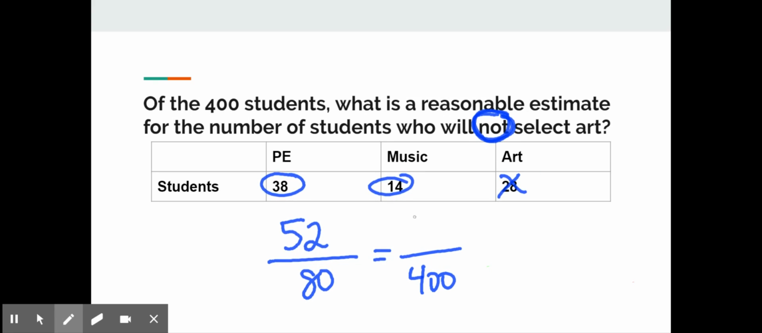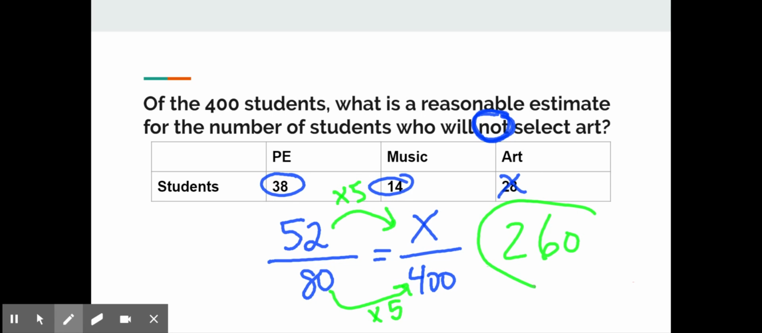And again, we're trying to find out how many in our population. We're making an inference. So the numerator of our population is going to be our x. We just found from the previous problem that 80 goes into 400 5 times. So whatever you do to the denominators, you have to do to the numerators. 52 times 5 is 260. So 260 students do not prefer art.